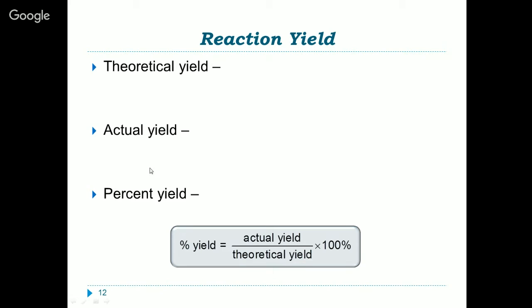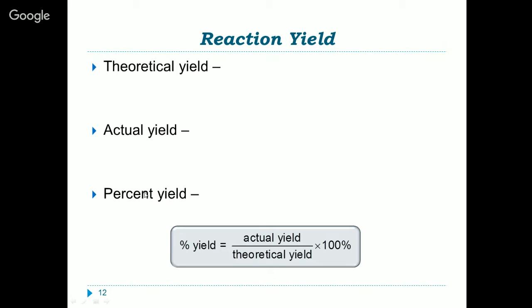Now, your actual yield is once you go into the lab and you do your experiment, and maybe you spill something, or maybe you don't transfer all of what's in one of your flasks into a new flask, so you lose stuff along the way. So this is what did you actually do, what did you actually get out. This number has to be given to you. It is, once again, determined by the actual experiment itself.